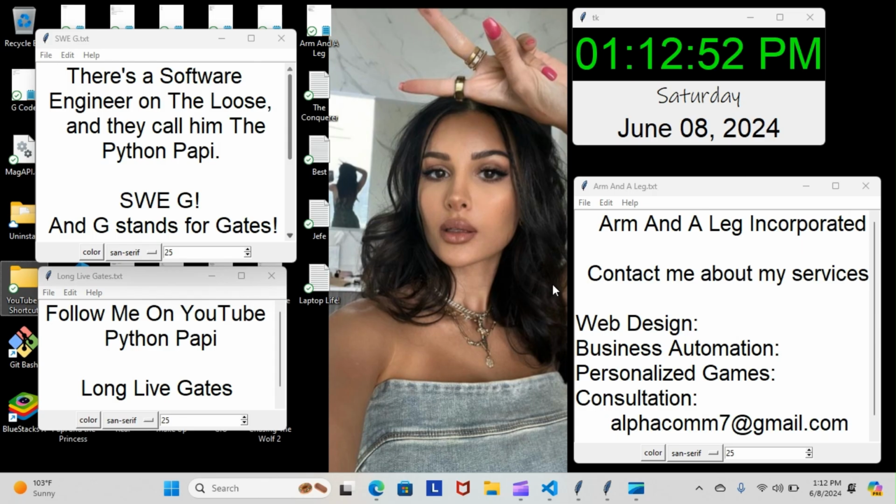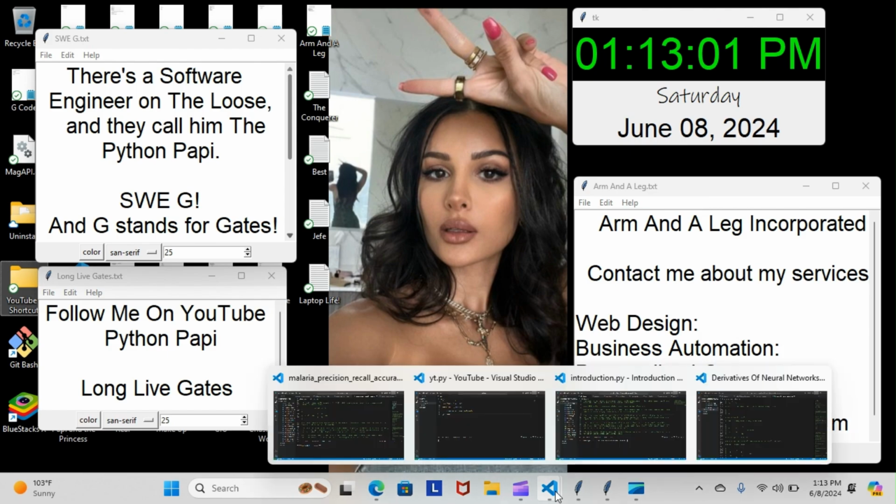All right, on today's episode of Python Papi, we're back inside our TensorFlow course, and we're still doing our malaria precision recall accuracy module. Let's have a look at what we went over today.